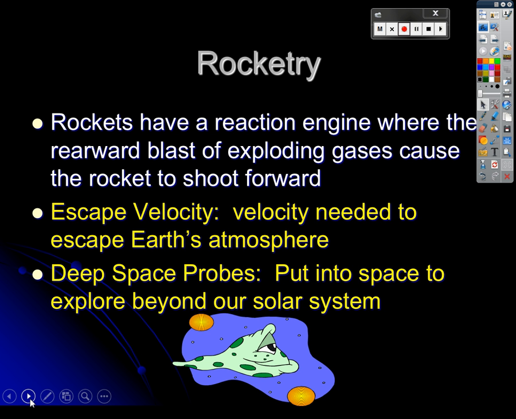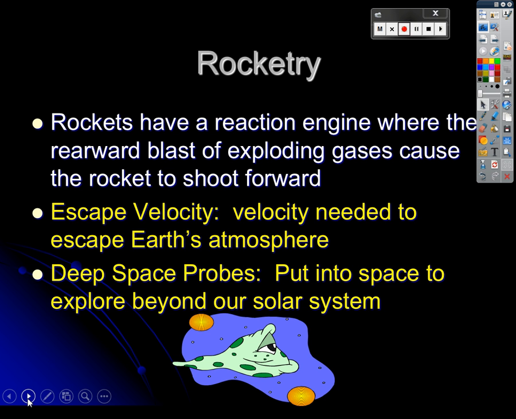Clearly a rocket leaves Earth and goes up into space. You need to know the word escape velocity. Velocity, if you'll remember, is speed in a given direction. So escape velocity is the velocity needed to escape Earth's atmosphere, or the amount of speed traveling upward, depending on where you are on the Earth. The cardinal direction may change, but it's the speed that you need to travel upward in order to escape our atmosphere.